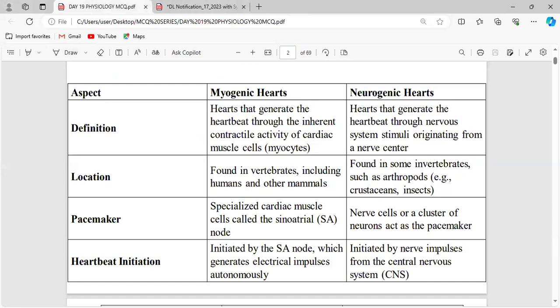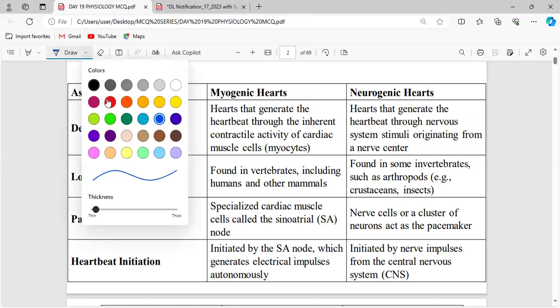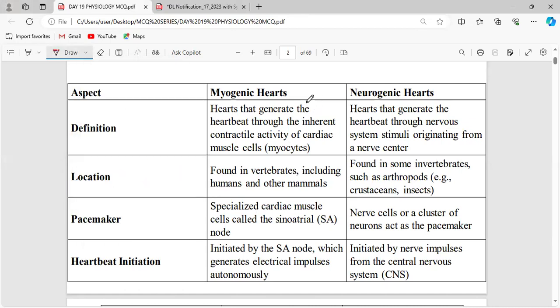So our first topic for today is the difference between a myogenic heart and a neurogenic heart. What is a myogenic heart? Here, the heart generates the heartbeat through the inherent contractile activity of cardiac muscles, that is, myocytes. The pumping action is entirely under the control of the muscle cell, called the myocyte. In neurogenic hearts, it is under the control of nervous system stimuli, and that stimuli originate from the nerve center.